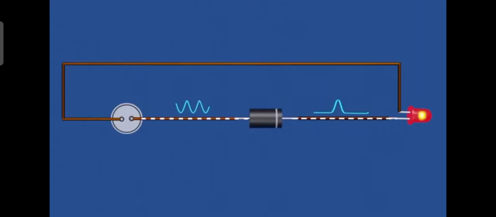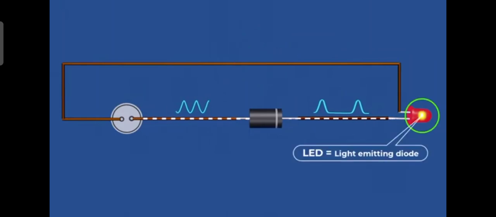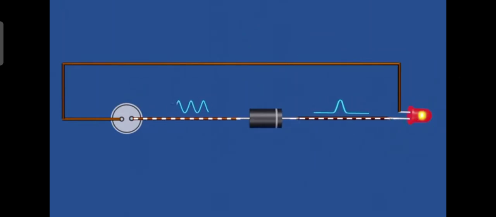Diodes have many applications in electronics, such as rectification, voltage regulation, and light emission. A diode converts alternating current to direct current by allowing the current to flow in only one direction. This process is called rectification.